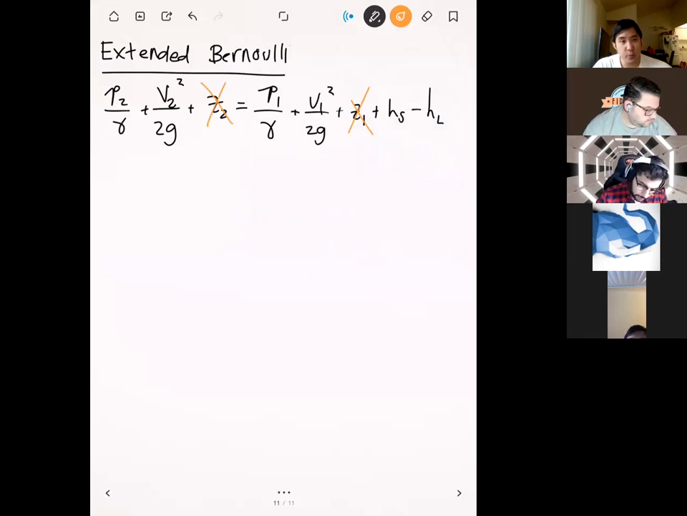And so since we can assume the pipe is horizontal, then we know that there's going to be no height difference. So Z2 is going to be equal to Z1. We also know that there's no pump or turbine. It wasn't stated in the problem, so we can cancel out HS.